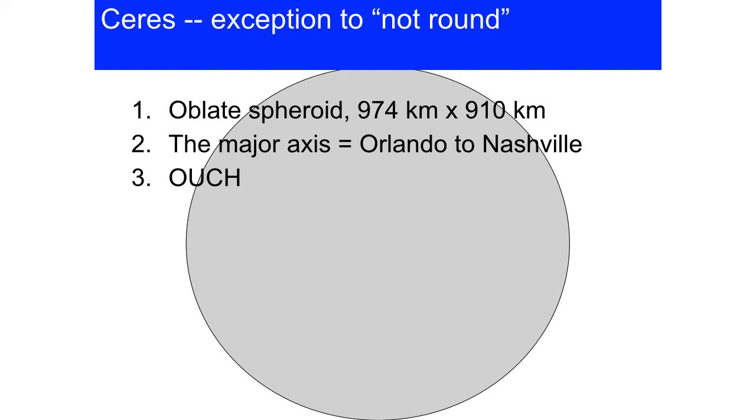The Ceres shape is this gray figure. It's elliptical. It's not exactly spherical, and I made it to represent this set of measurements for it. The major axis of this is roughly the distance from Orlando to Nashville.